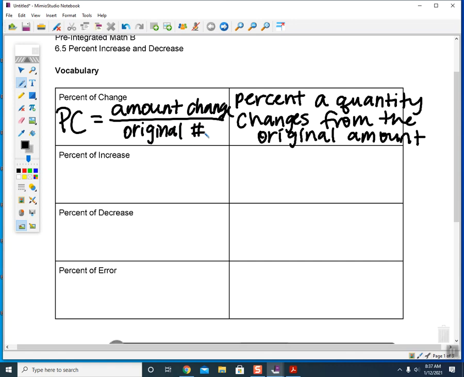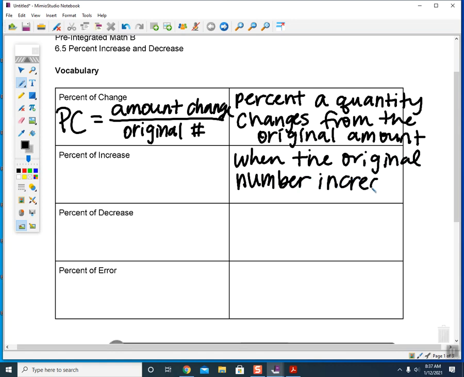Second one is percent of increase. This is pretty self-explanatory. It's just when the original number increases. So to figure out our percent of increase, we're going to take the new number minus the original number, minus where we started, divided by the original number.